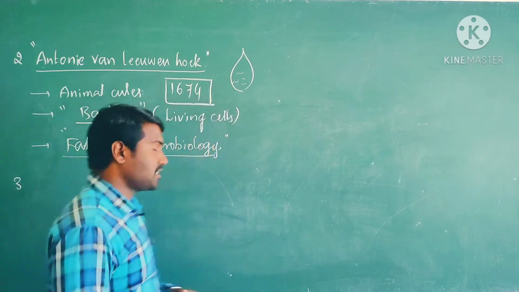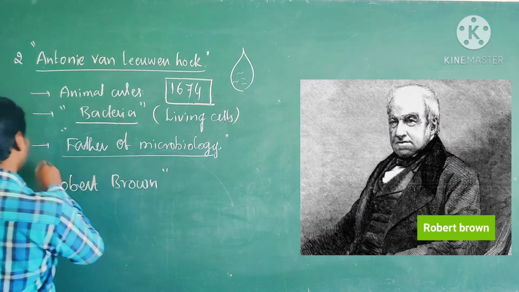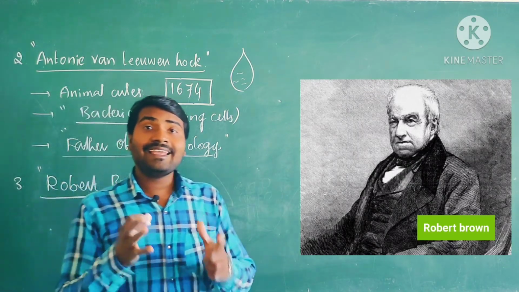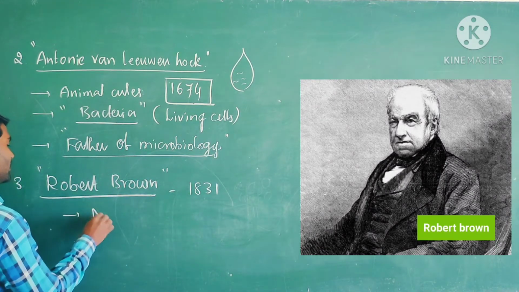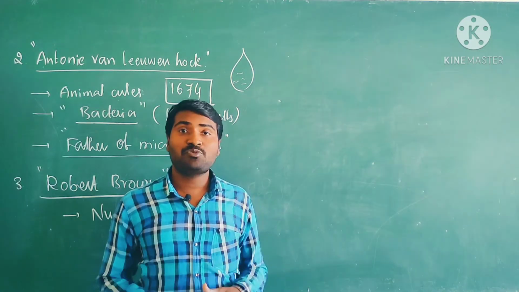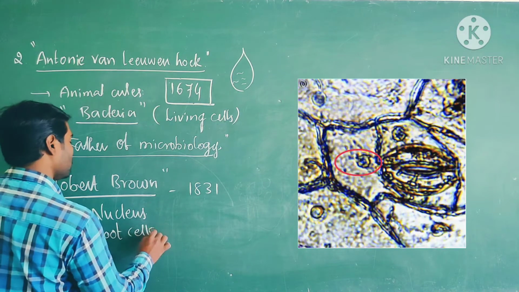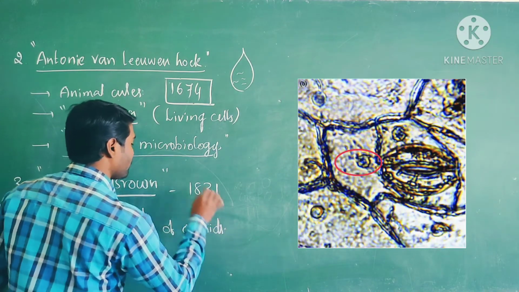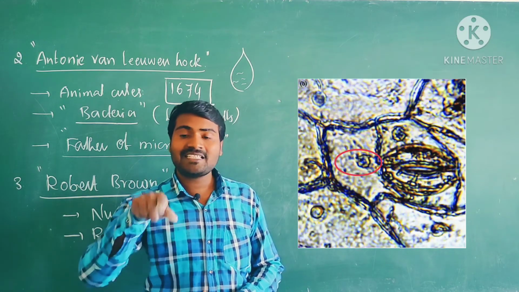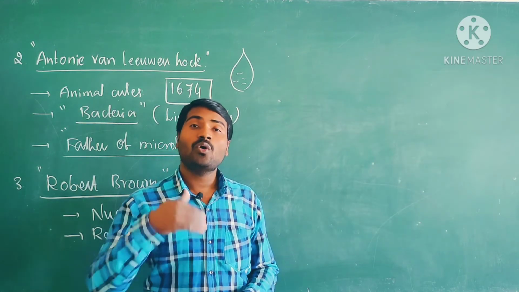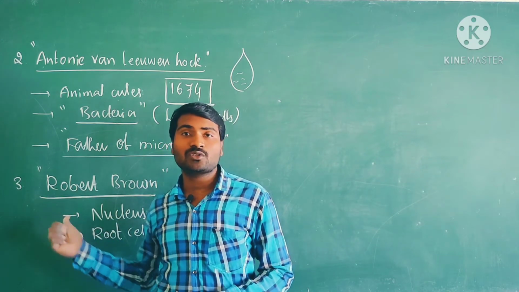Let us discuss one more scientist. Robert Brown. The nucleus is a compartment which is present inside the cell. So he also explained the role of this nucleus. Hence the credit for the discovery of the nucleus goes to Robert Brown.